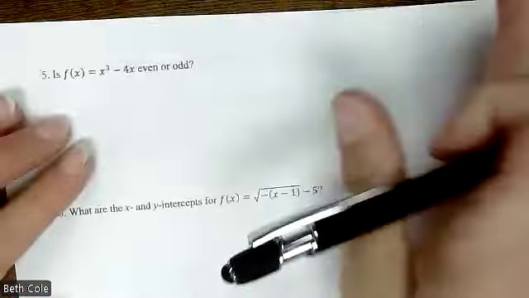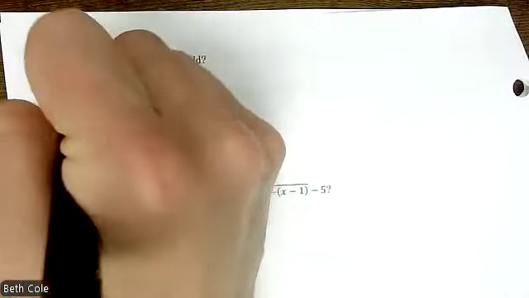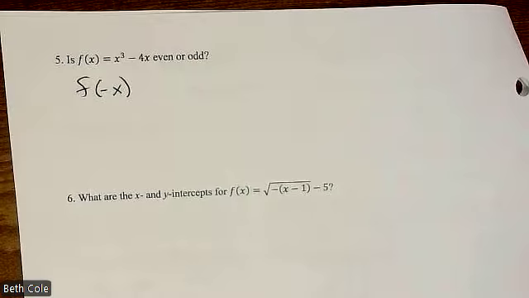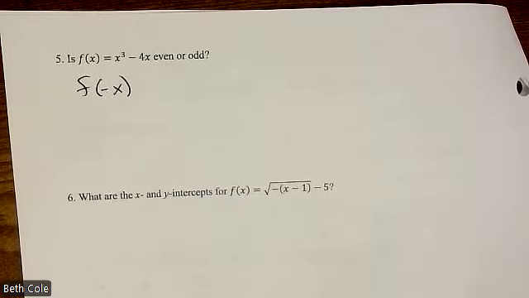No, easy, difficult is always an opinion thing. All right, even or odd. Here's what you do. You plug in negative x. If it comes out the exact same, it's even. Exact opposite is odd. That's very convenient as far as how words work. Odd, opposite. If it's a mixture of the two, then it's neither.